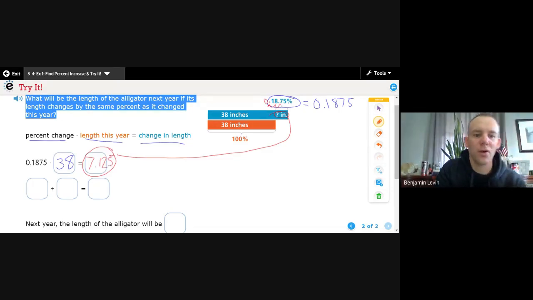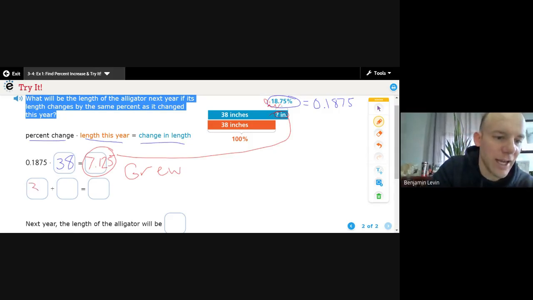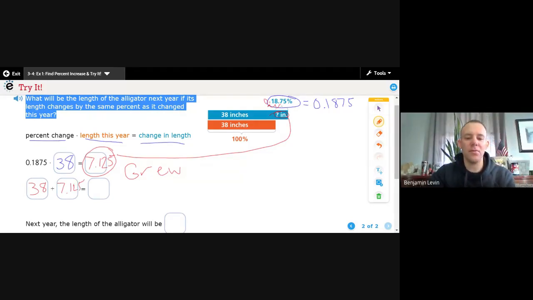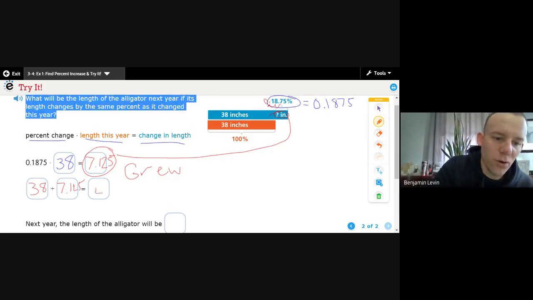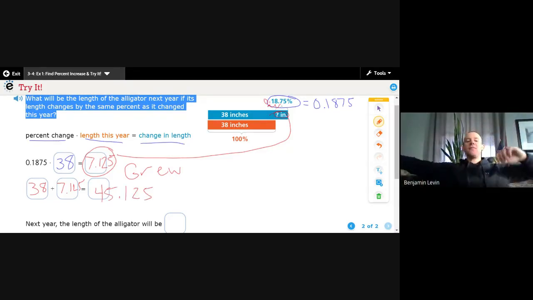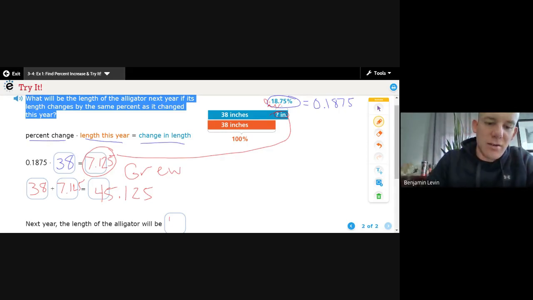That was the growth, okay? It grew 7.125 this year. So now we just have to add these together. It was 38, and now it grew by 7.125. So we just add those two numbers together, 38 plus 7.125. So I'm going to add 38 to that, and we get 45.125. So its new length next year, if it grows at the same percent, will be a little more than 45 inches. 45.125 inches to be exact.